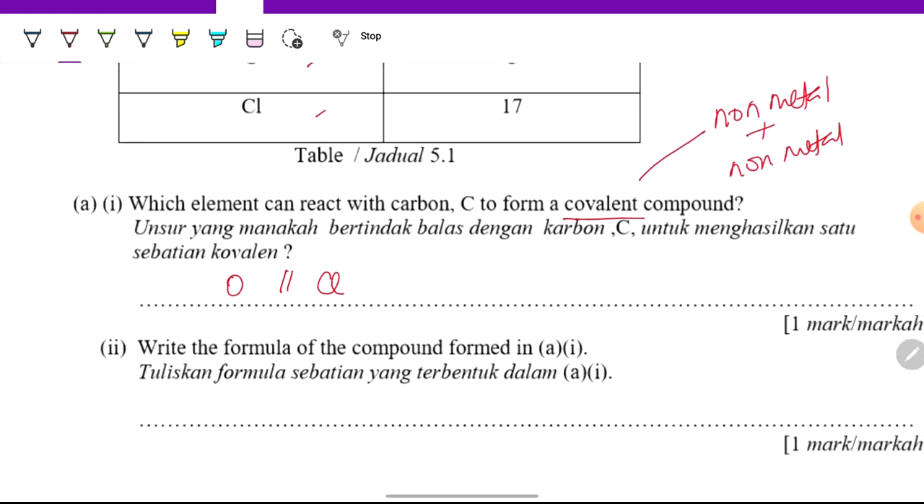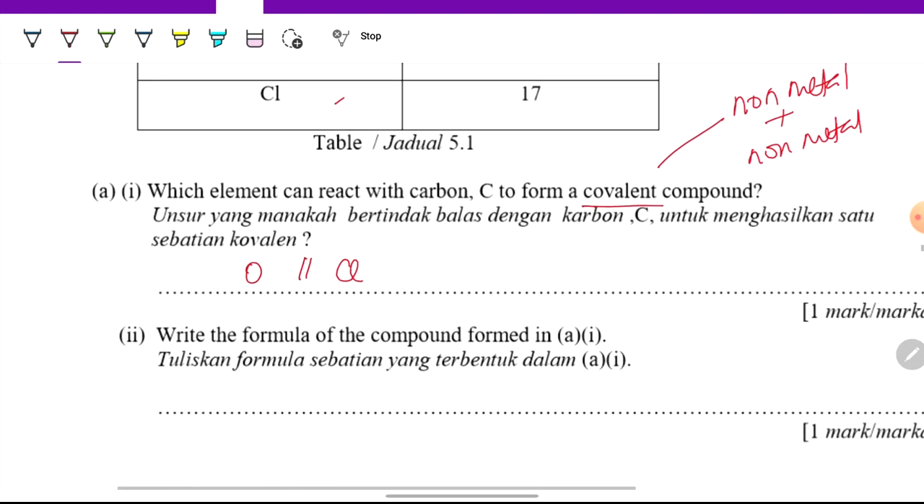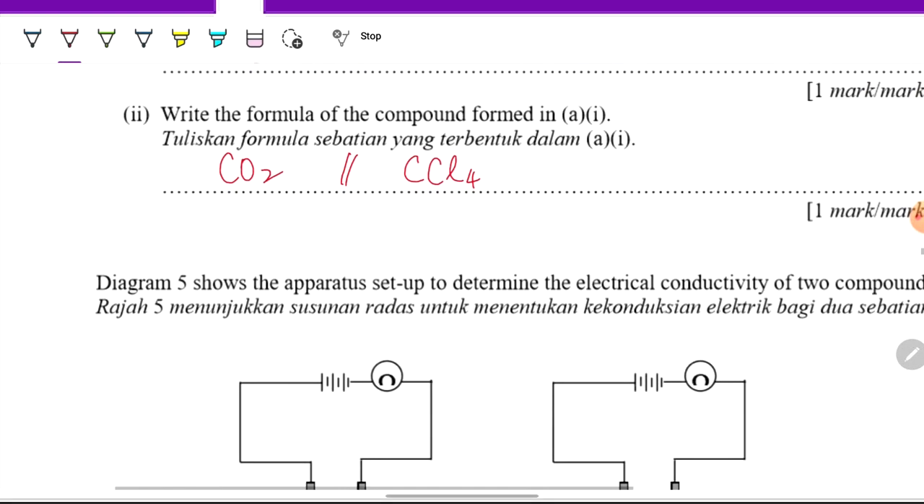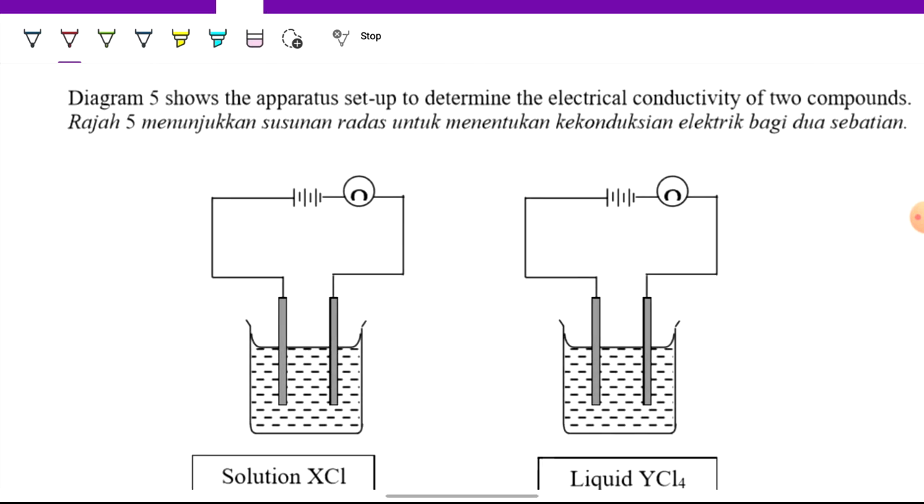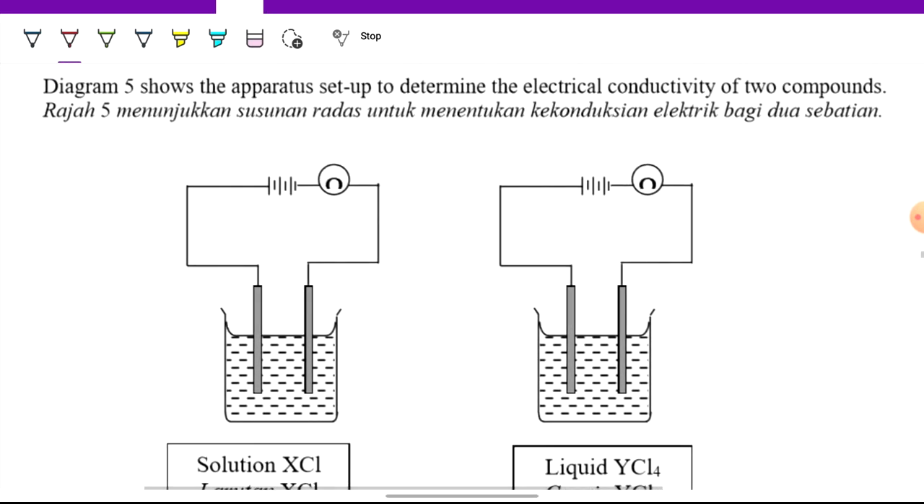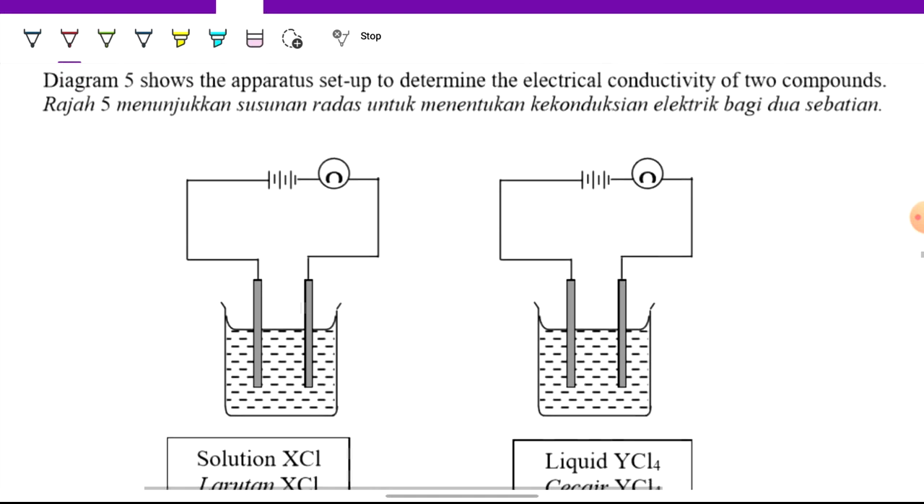Write the formula of the compound formed in part A1. Let's say you choose one now. Let's say carbon and oxygen. So you can mention it's carbon dioxide. Or if you choose chlorine, it'll be tetrachloromethane, CCl4.